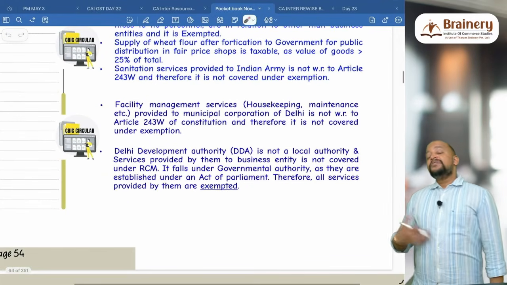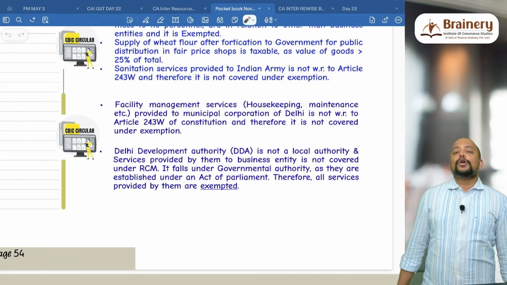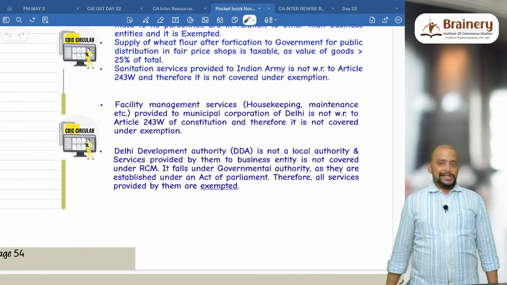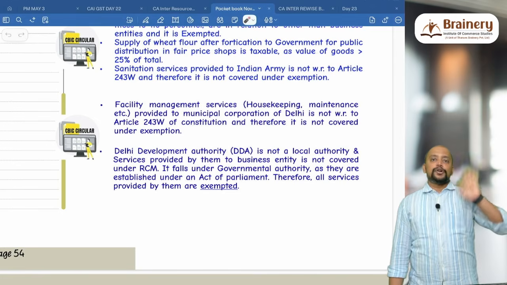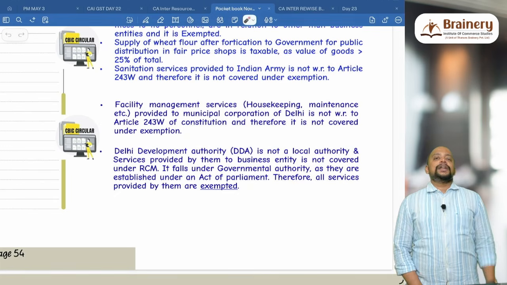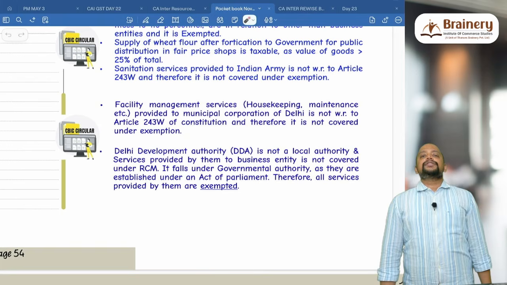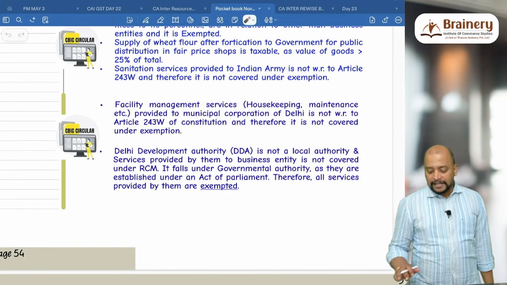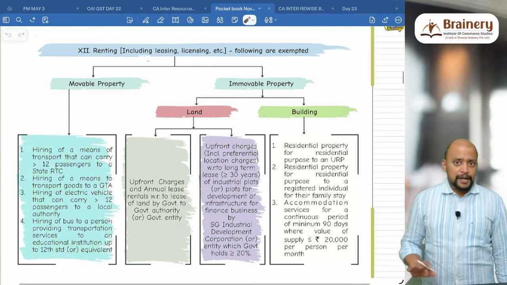Then same way, facility management services, that is housekeeping services provided to a local authority. It is not the job of the local authority to do housekeeping services. So when they receive the housekeeping services, it will not come under the pure services exemption. Finally, there is the Delhi Development Authority. It is like an urban development authority, not a local authority. So it should be treated like a government authority and any service provided by them will be exempted. So these are the circulars we have in the context of government services.